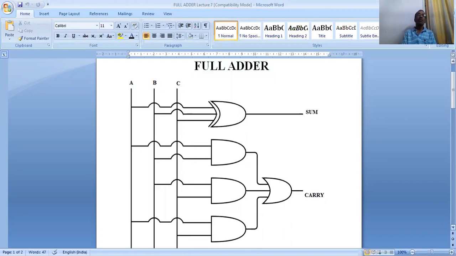In the case of full adder, one XOR gate is used for the summation. Three AND gates are used and one OR gate is used to give the carry output.